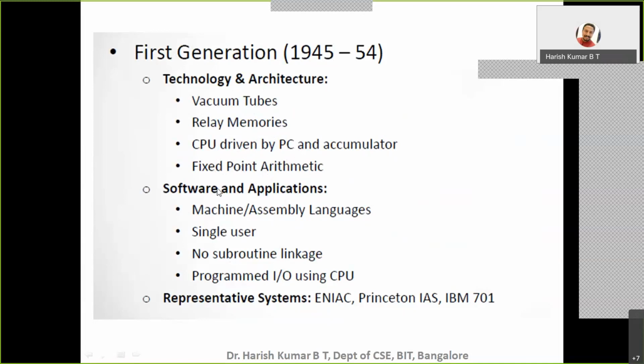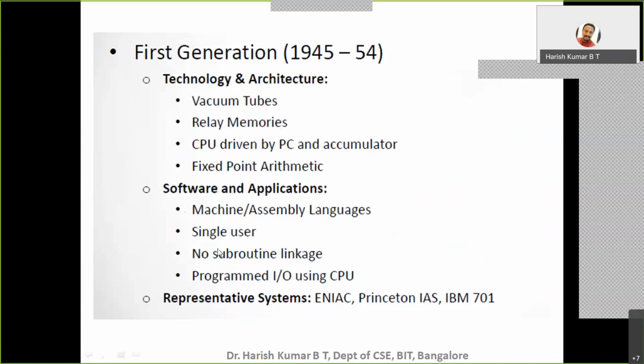If you look into the software and applications, these computer systems in 1945 to 54 were programmed only using machine or assembly level programming language. There were no high-level programming languages as we have now. There was no C programming, no Java programming, and not even COBOL programming. Nobody uses COBOL these days, and nobody uses Fortran these days. So in 1945 to 54, the programming was only machine and assembly ALP programs.